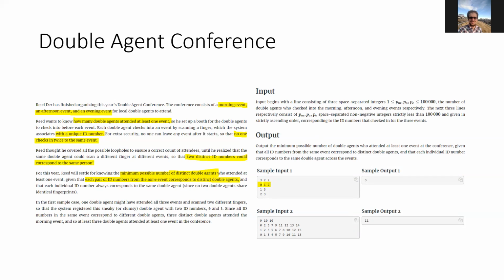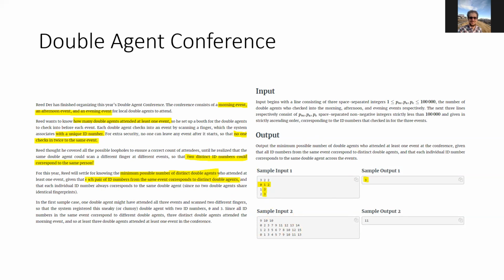Now, the thing is, we have this ID 0 in the first event, and we have this ID 3 who shows up in the second and the third events. And the idea here is that, well, maybe 0 and 3 actually correspond to the exact same double agent. And so in that case, instead of there being 4 double agents corresponding to IDs 0, 1, 2, and 3, there's actually only 3, because ID 0 and ID 3 actually correspond to the same double agent who just scanned a different finger for different events. Then there's this other sample input, which is a bit more complicated, but we'll get to that later as well.